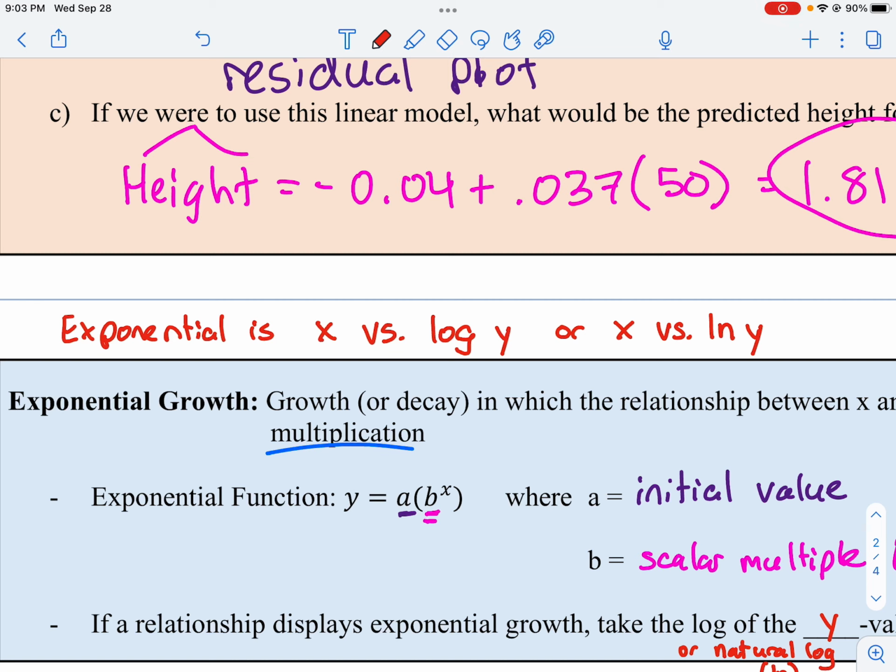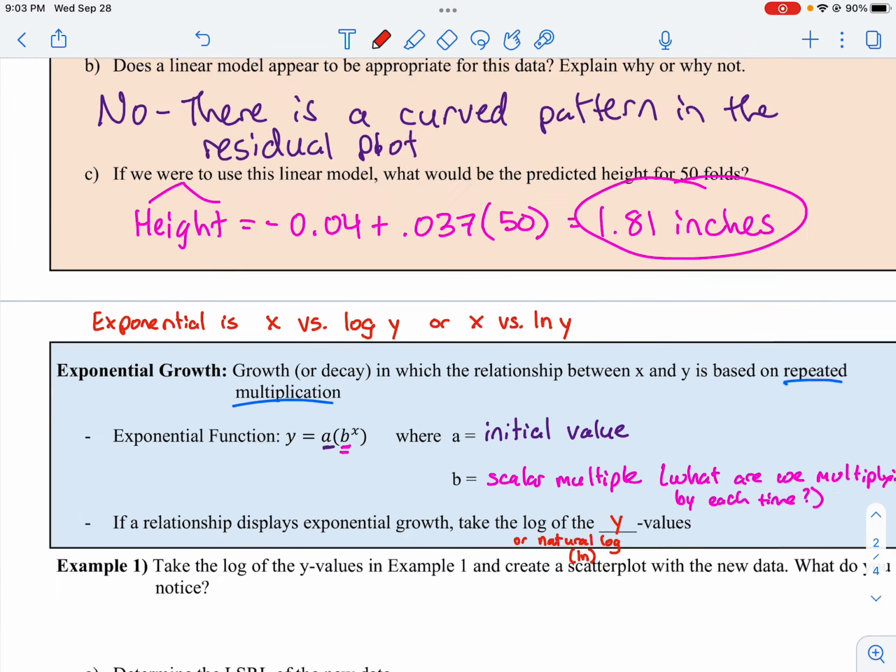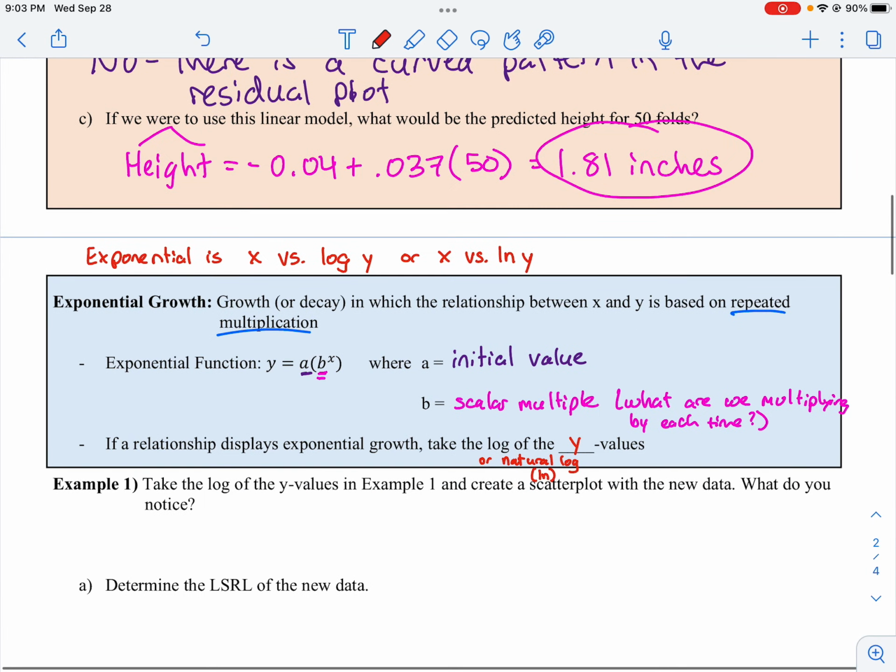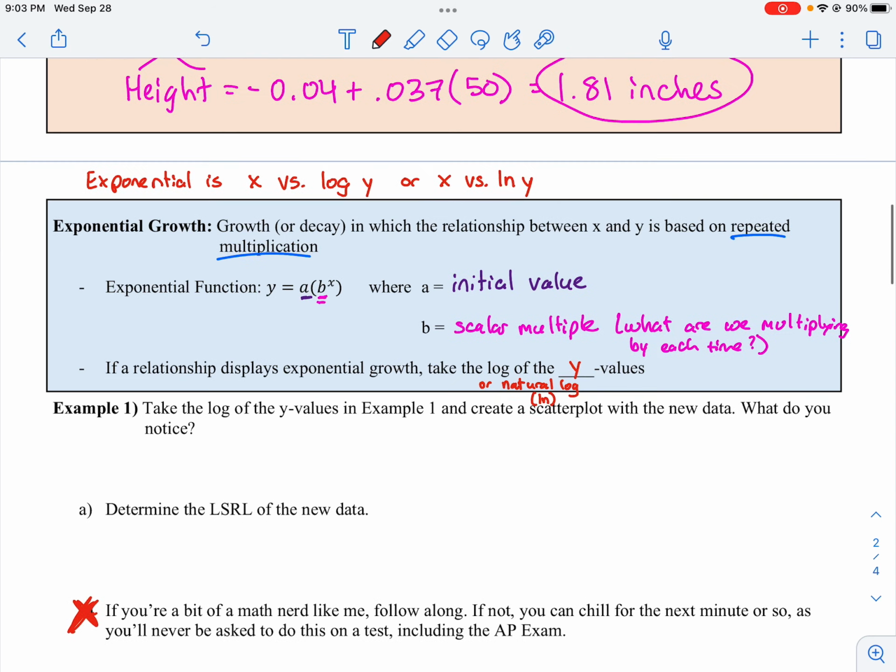So we're not using x and y for our scatter plot. We're going to use x and the log of y, or x and the natural log of y. And I'm going to show you what that looks like in just a second. Okay, so that's a relationship to remember. Exponential is x versus the log of y's. So if we take the log of the y values in example 1 and create a new scatter plot with this data, what do we notice?